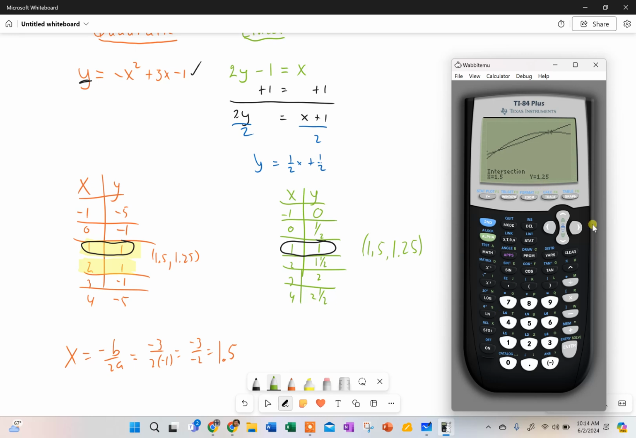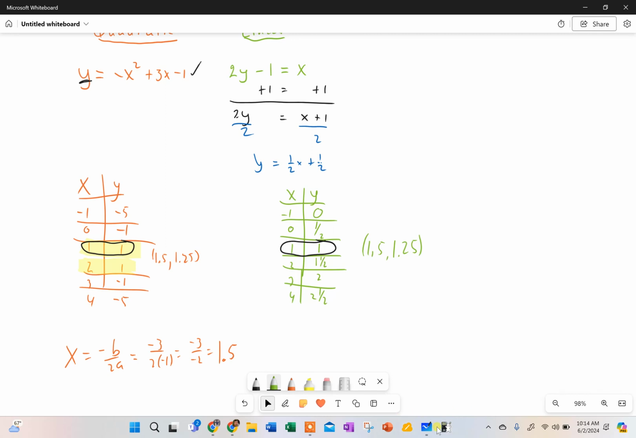And so that is how you can use your graphing calculator to find the intersection points. By the way, you just graph these points on your coordinate plane, you'll be in good shape. All right, I hope that was useful.